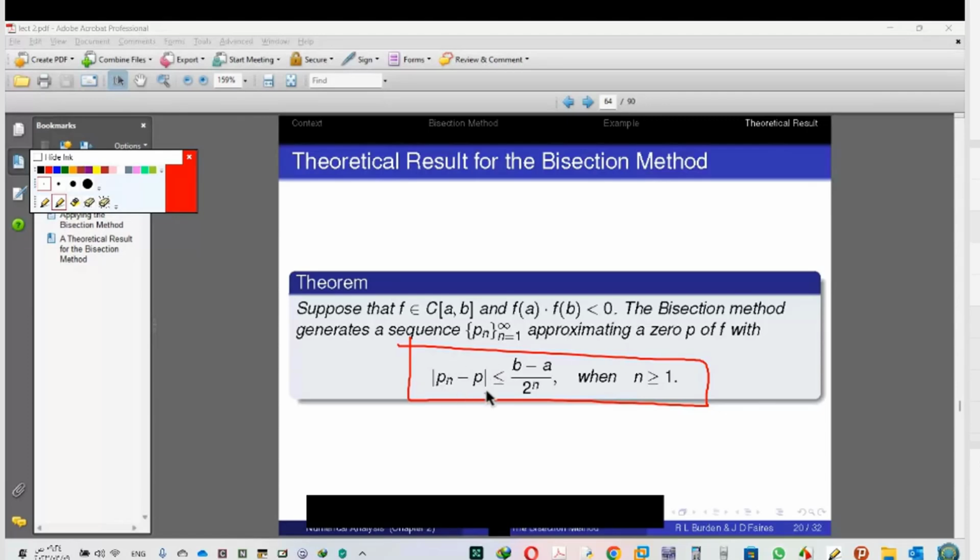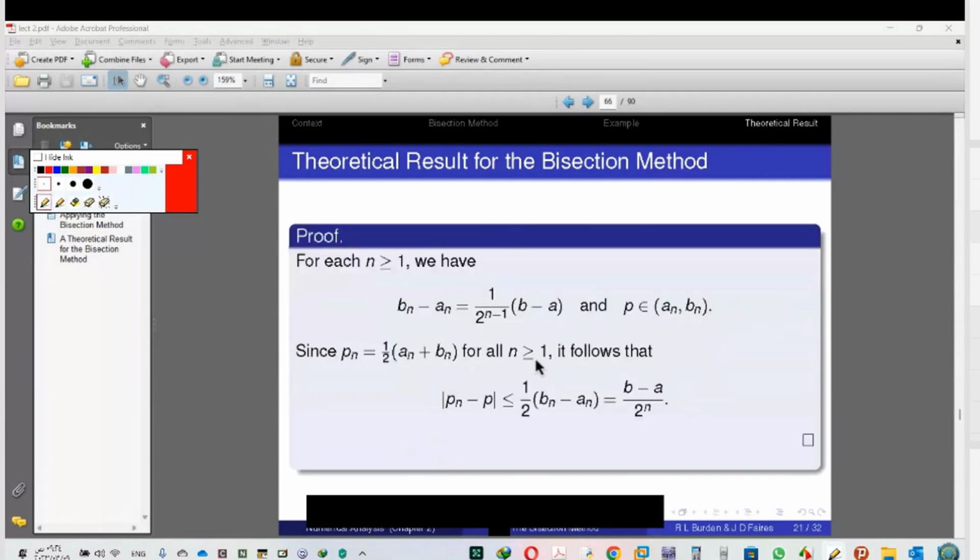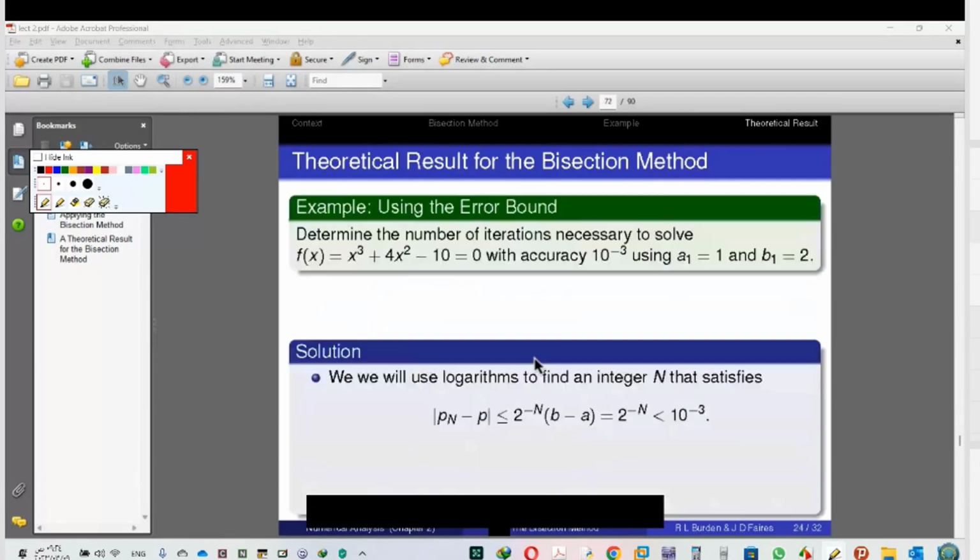Pn minus b, this is the error, less than or equal to p minus a, the last boundary for this one minus a, over 2 exponential n. I want to find n. How can I find this n? You can use this one, and here n should be bigger than or equal to 1. But I will go directly with you to the last formula that you have to use in the exam.